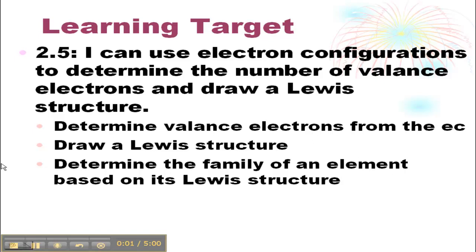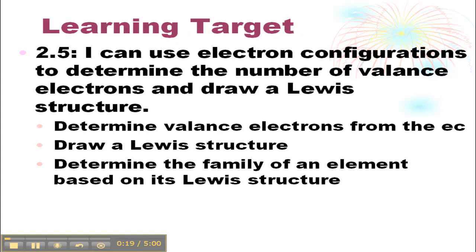Alright, so our learning target is 2.5. We're going to use electron configurations to determine the number of valence electrons and draw a Lewis structure. So you're going to have to determine valence electrons from the electron configuration, draw the Lewis structure, and determine the family that an element is in based on its Lewis structure.